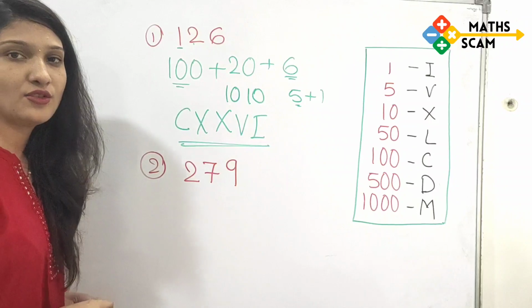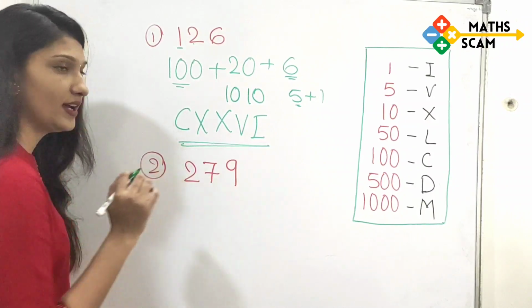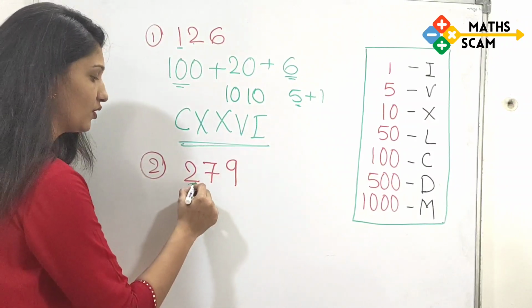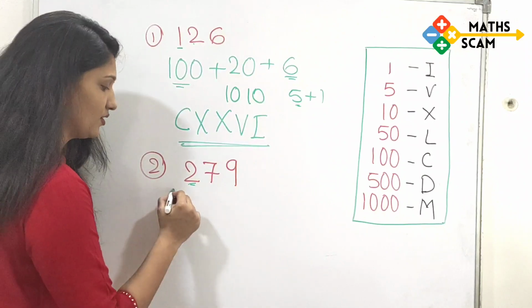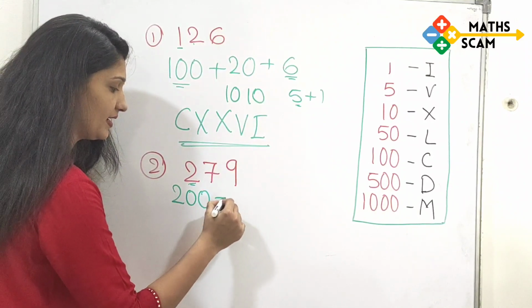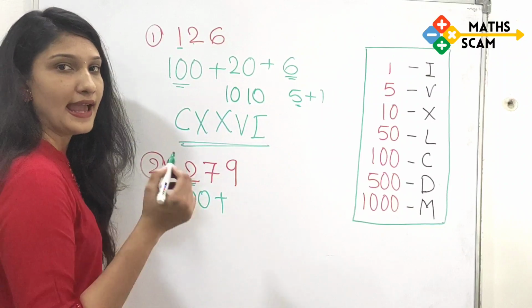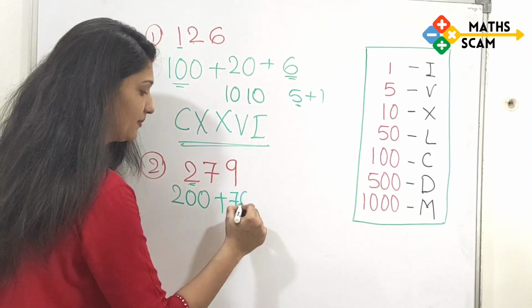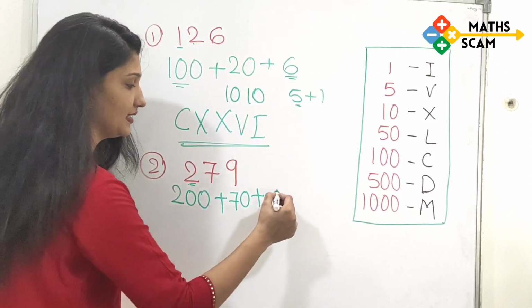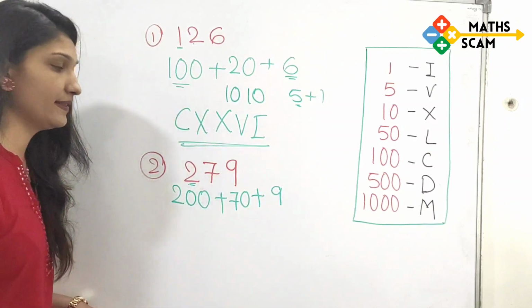279. So how to write 279? First expand the number. 2 is at hundreds place, so 2 is 200, plus 7 is at tens place, so it will be 70, and 9 is at ones place, so it will be 9.